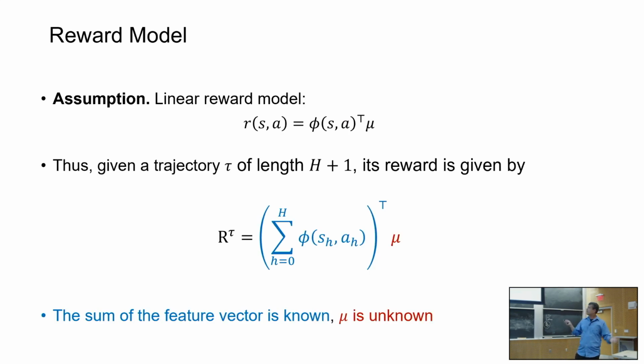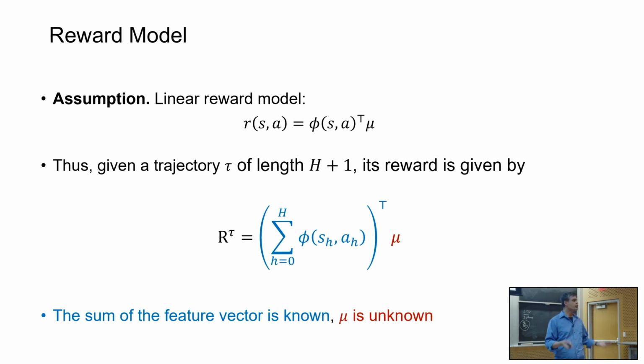I know many of you here have even worked on this type of models. So you assume the reward is parameterized also, just like the value function. You assume the reward is of the form phi transpose mu. So now if you give me a trajectory of length h plus 1, the total reward is this, which is a known quantity multiplied by mu. Mu is what is unknown. So you have to learn mu from comparisons.